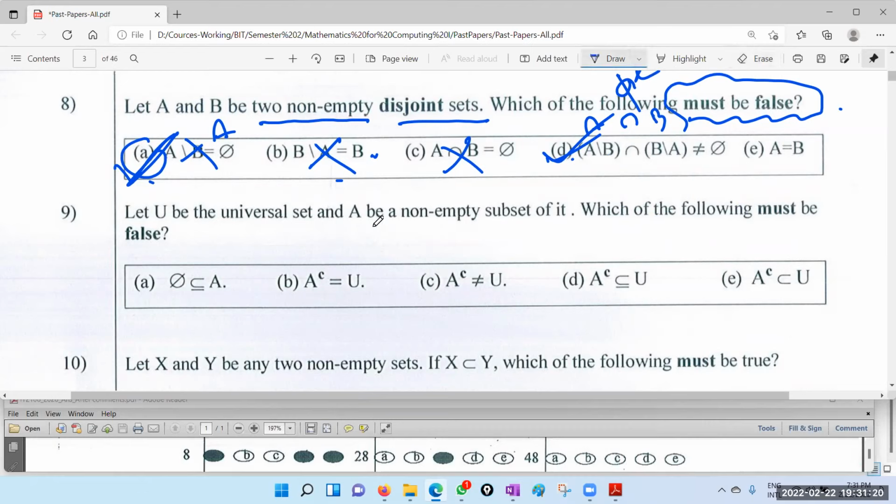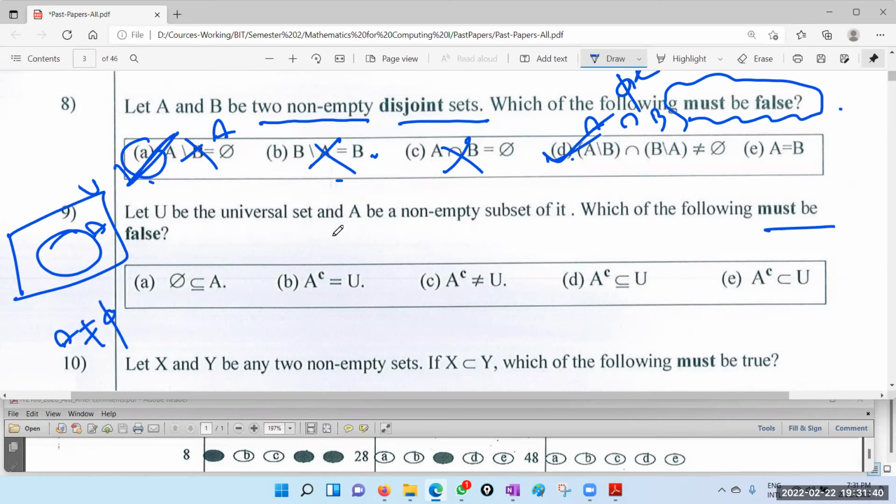Let U be the universal set. Take it as U rather than E. And A be a non-empty subset of it. That is, A is a subset of the universal set, a non-empty set, and A is not equal to 5. Which of the following must be false? That means definitely it is false.